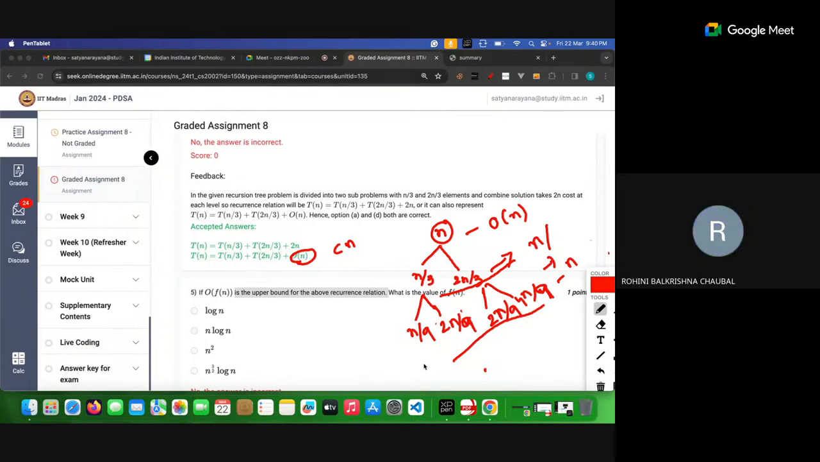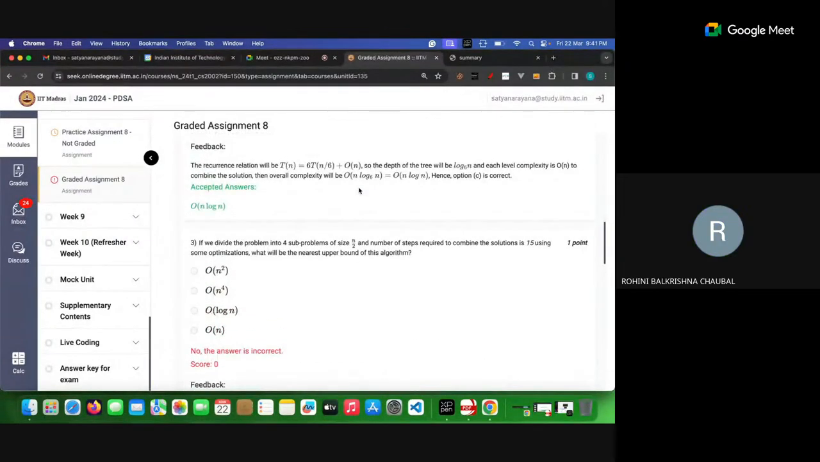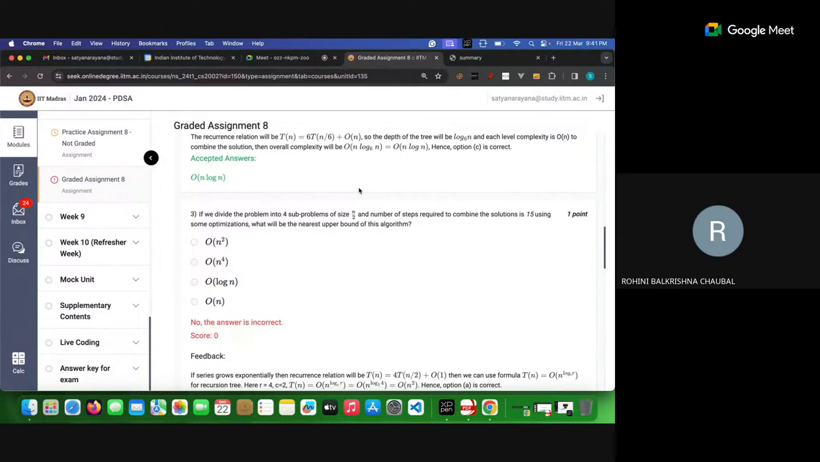So in this assignment 8 again, I wanted this question number 3 if we can do it. It is similar, but it will be better if we do it. If you use divide problem, that is 4 problems, the size of n by 2. The number of steps required to combine the solution is 15, so constant time is 15. So it is 4 sub problems, each n by 2, with 15 using some optimization. So what will be the nearest upper bound of this algorithm?